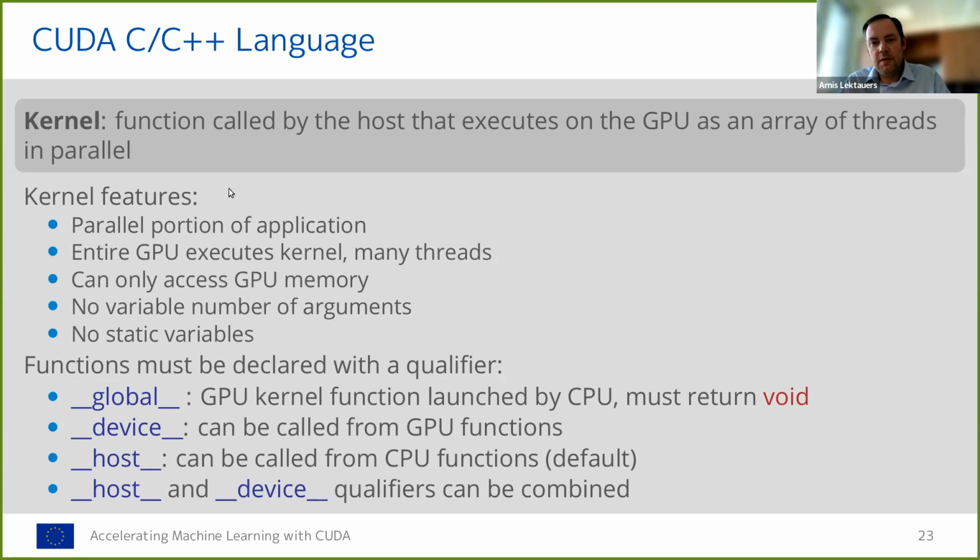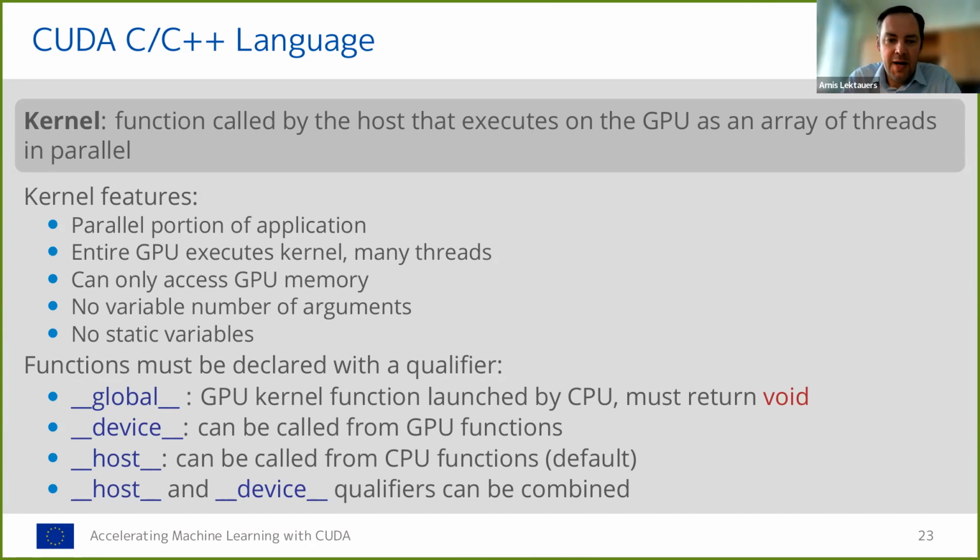CUDA is not introducing any new language elements, except some new qualifiers shown on the given slide. CUDA introduces three new qualifiers: global, device, and host. If a C or C++ function has the qualifier global, that is an instruction for NVCC to compile the given function for the GPU. That means a global function will be executed on the GPU.